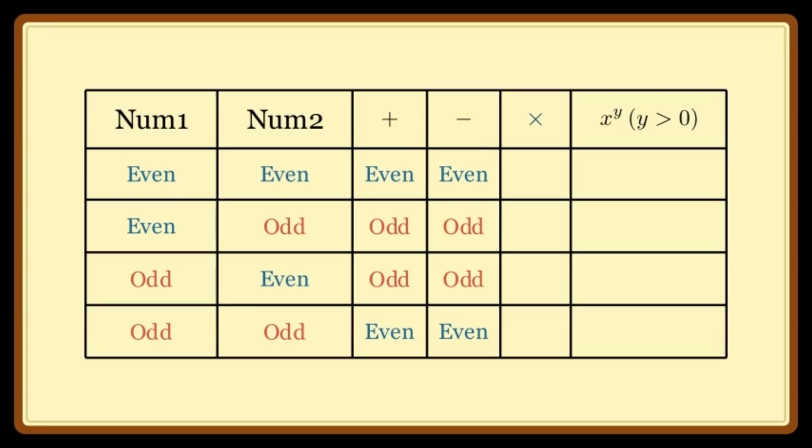Moving on to the multiplication column. The rule here is that a product is only odd if both of the starting numbers are odd. So for that bottom row where we have odd and odd, let us write odd in the multiplication column. For every other row, it takes just a single even number to infect the whole product and make it even. Let us fill in even for the rest of that column.